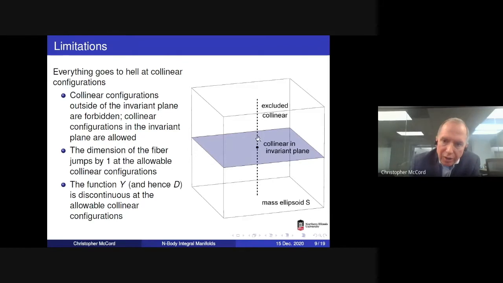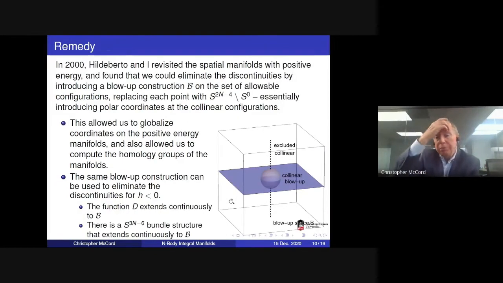along these excluded points. Essentially, these push out, that plane pushes out to infinity. Y, if you will, is infinite here. It's equal to one in the invariant plane. And so as you approach those collinear points, you experience a discontinuity. So you've got a discontinuous fiber, you've got non-compactness, and you've got a discontinuous function. So what do we do?